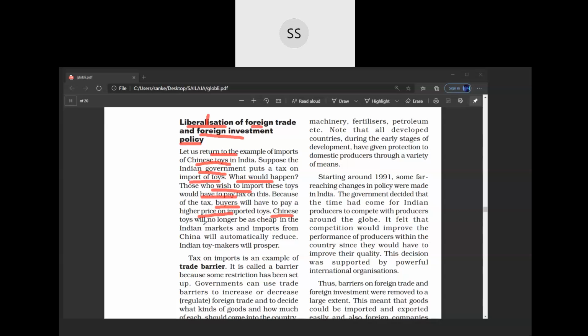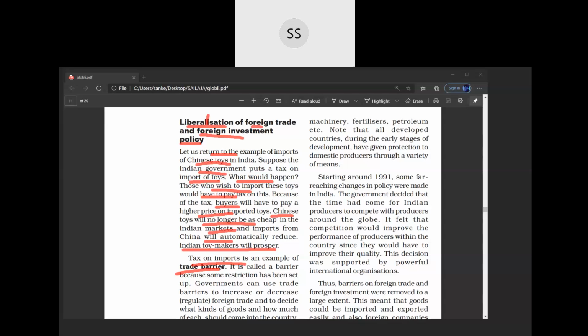So Chinese toys will no longer be cheap in the market, and imports from China will automatically reduce, and that will benefit our Indian producers. This will happen only if India puts restrictions on imports. Tax on import is an example of trade barrier. If the government puts heavy tax on imports, that is called a trade barrier.